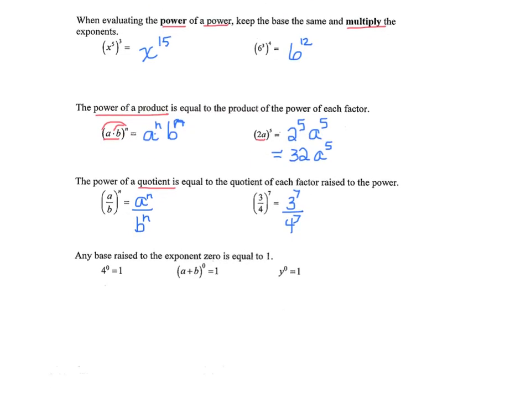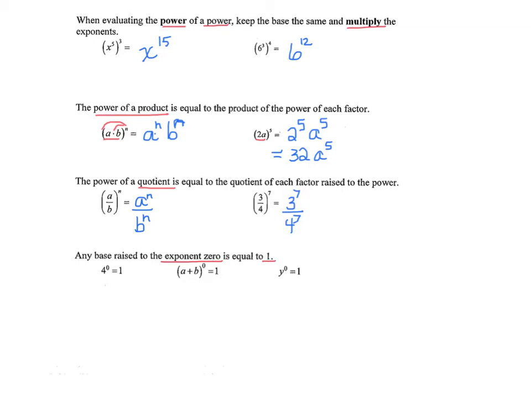Okay, the second last rule to remember deals with zero exponents. So it says that any base raised to the exponent 0 is equal to 1. So you've got some examples here.